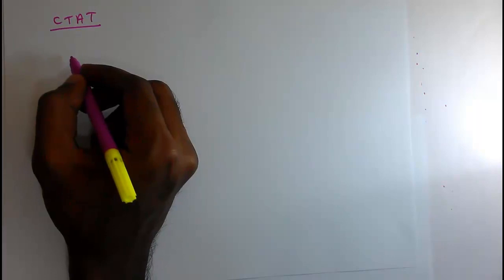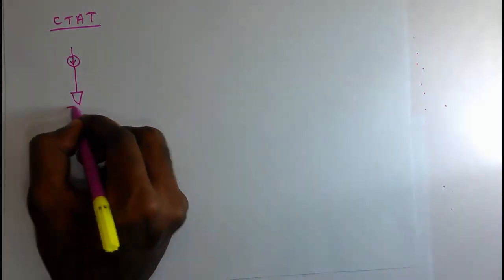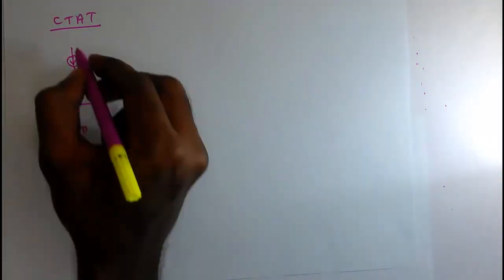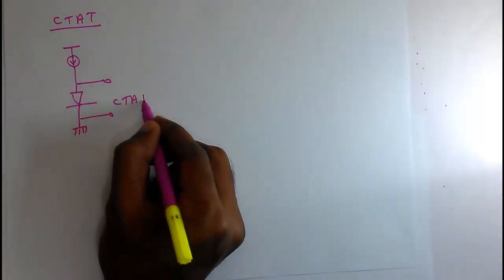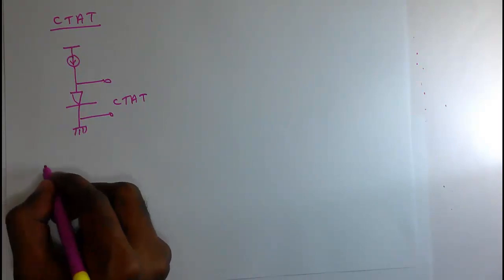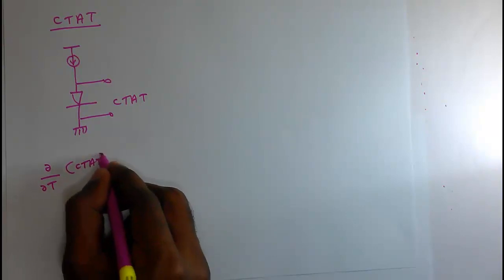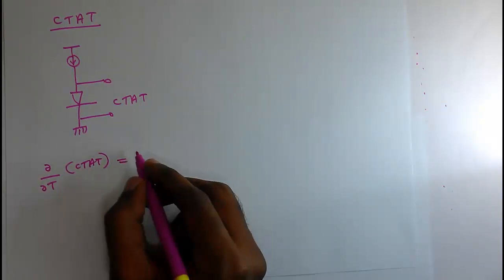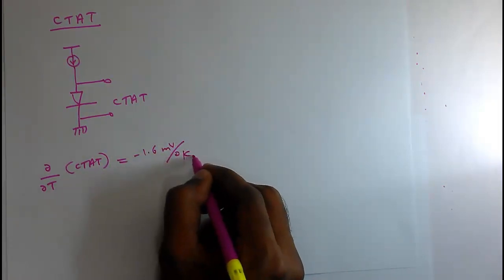In the last few discussions, we discussed CTAT, and we derived that if you pass a constant current through a diode, the voltage across it is a CTAT. And we found the dependence on temperature, that is, ∂CTAT/∂T is approximately equal to minus 1.6 millivolt per degree Kelvin.